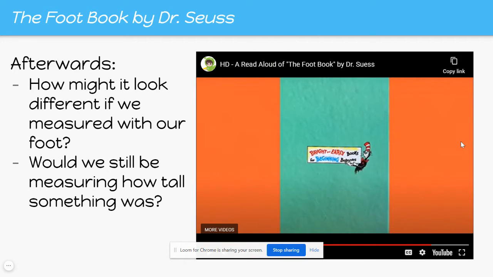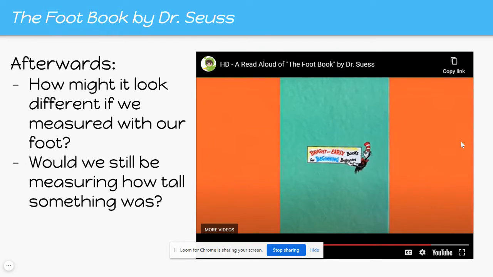Our foot is horizontal, which means it is across. Look at your foot. If you use your foot to measure something, how would it be different than if you measured, say, with a ruler standing up vertically? I want you to think about that. I'll give you a second to think and tell them.